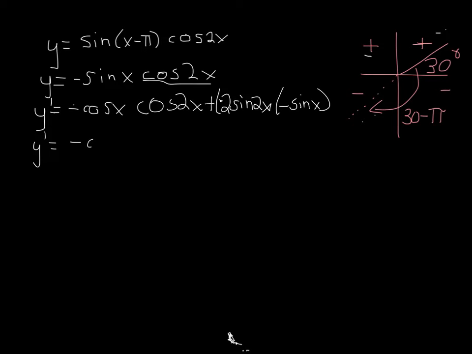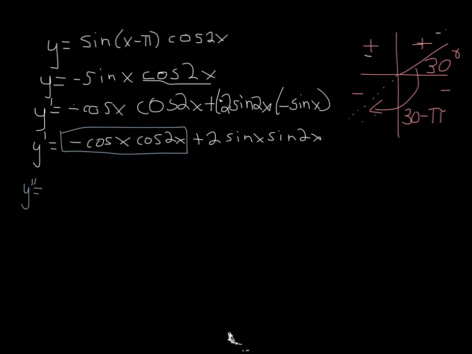We've got negative cos x cos 2x, and then that's going to be plus 2 sine x sine 2x. Doesn't matter what order you write them in. So now we're ready for our second derivative. And so we just need a lot of space for this one, but we're going to take it one step at a time. We've got two different terms here, and both of them are going to require product rule.